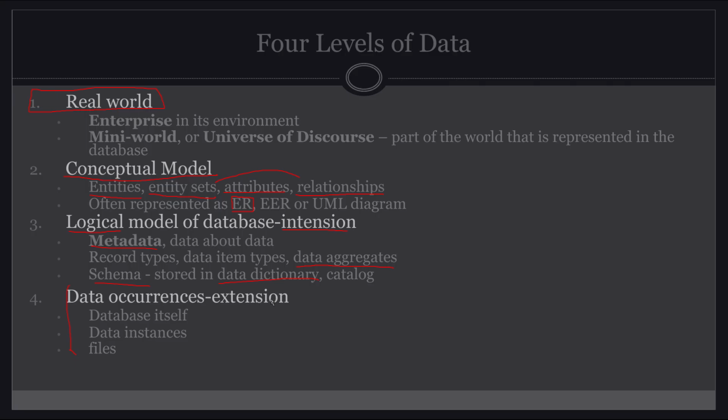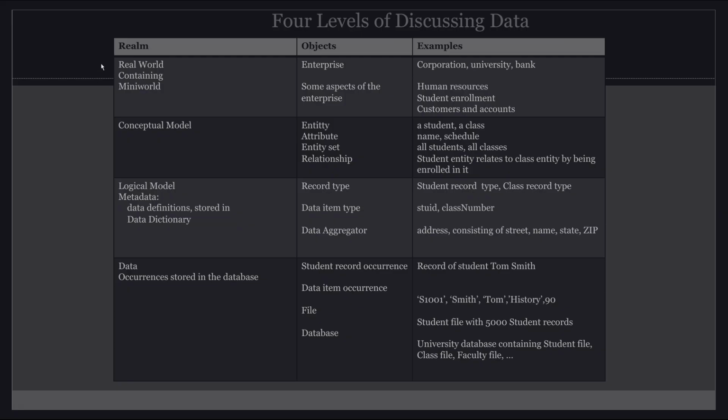The extension refers to the actual occurrences of the data. That means the different records and the table and so on, if you've seen that, which you should have. The files, how is it structured, and so on, okay? And this basically covers everything that I just said.